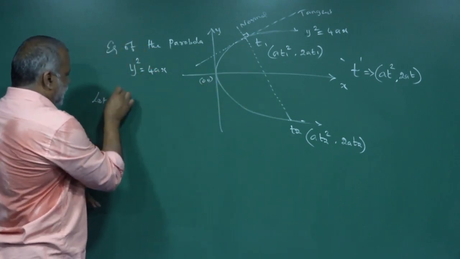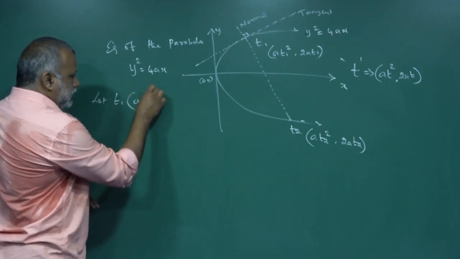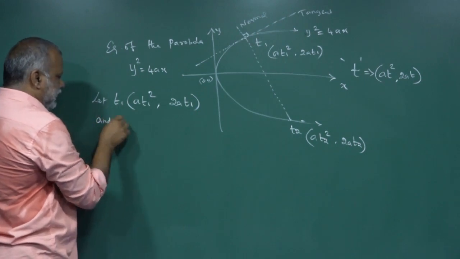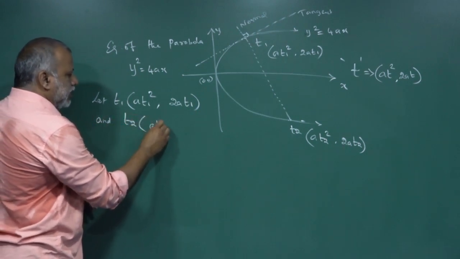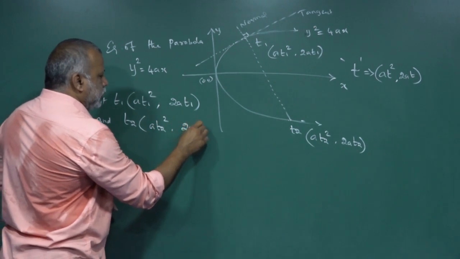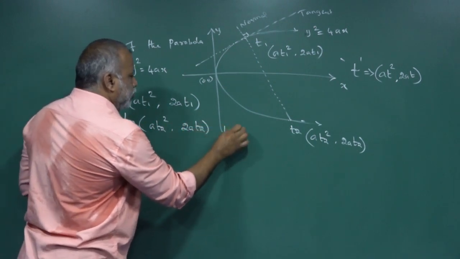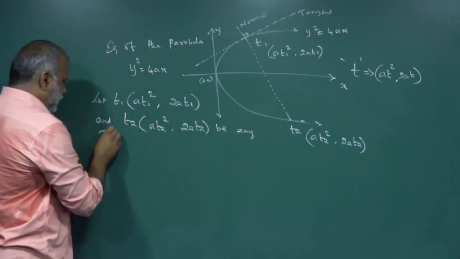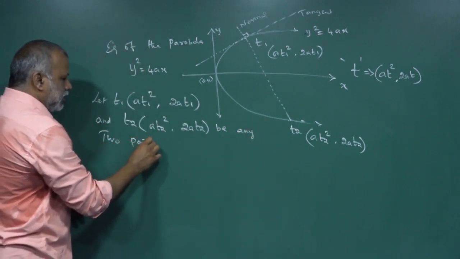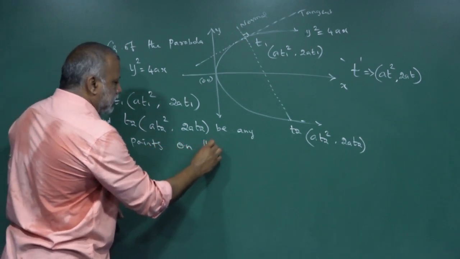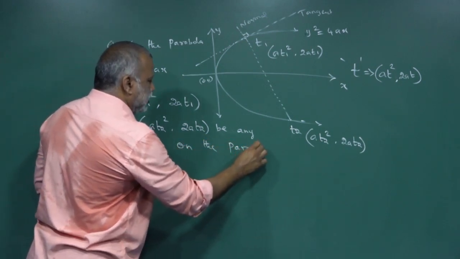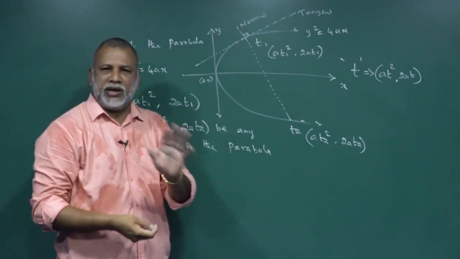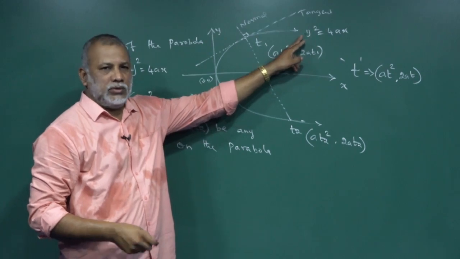Let (at1², 2at1) and (at2², 2at2) be any 2 points on the parabola. So we are able to write the sentence with the help of the diagram. No need to memorize anything. So what is the type of the parabola? y squared equal to 4x.